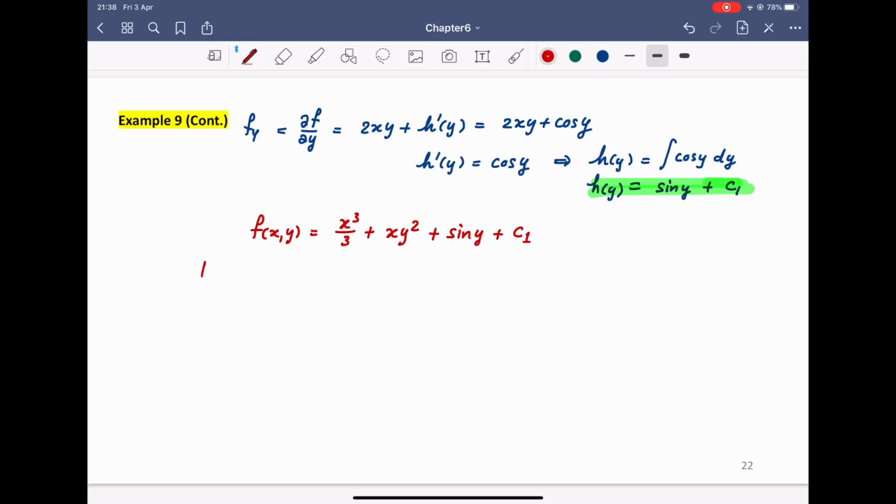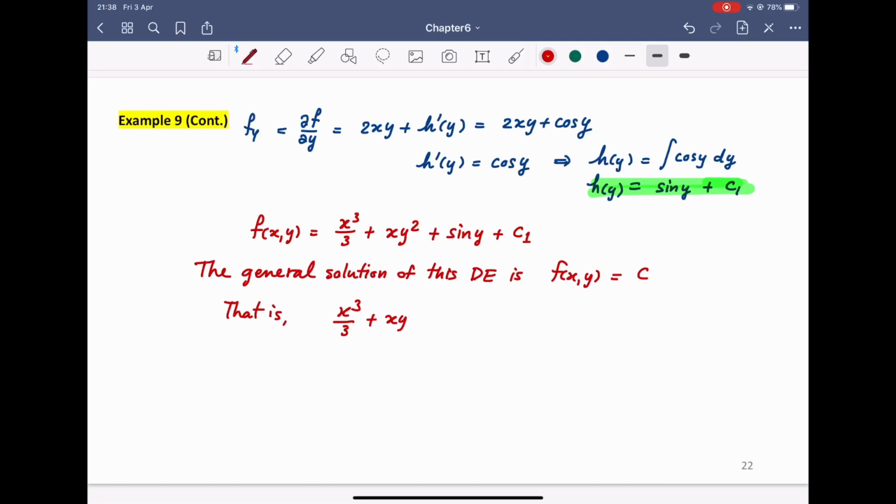And then the general solution of this differential equation is f(x,y) equal to c. That is x cubed over 3 plus xy squared plus sine y plus c1 equal to c. But you can group the constant together, so this is just c, right? That's all.